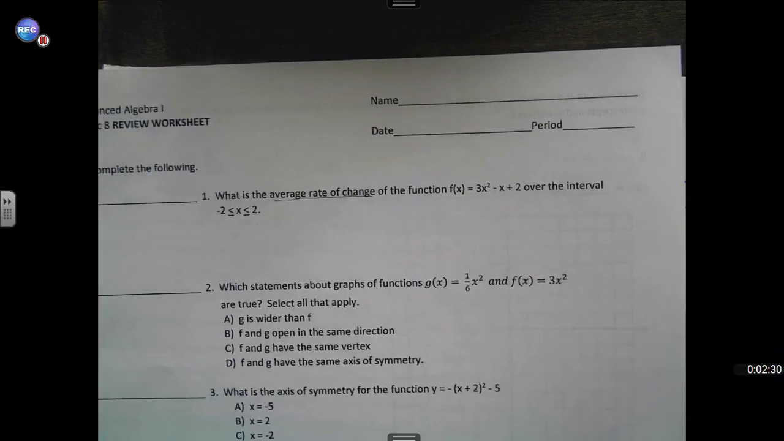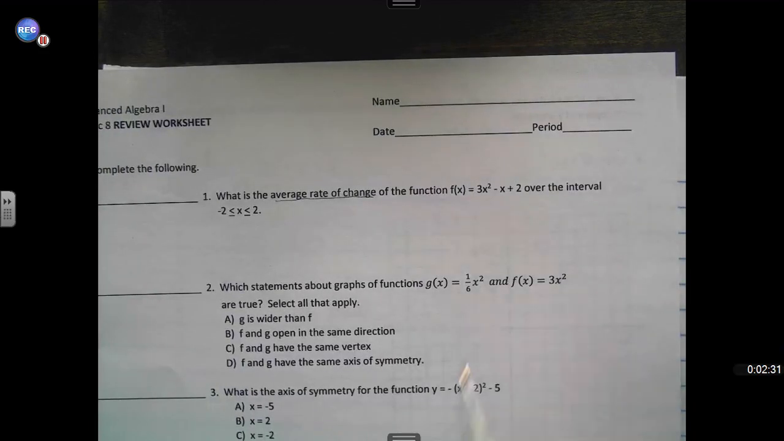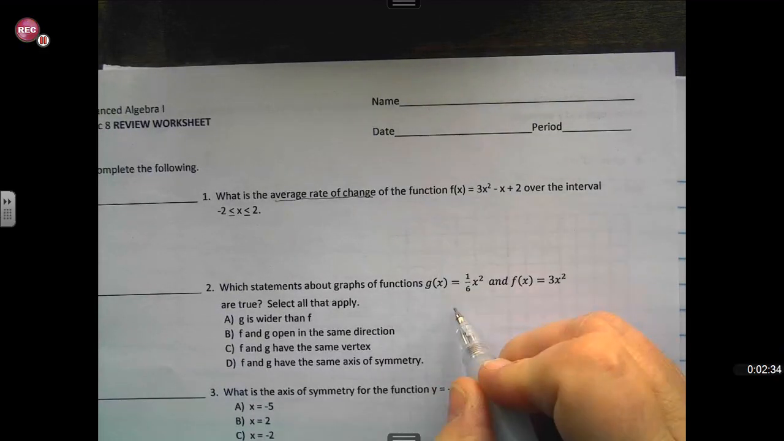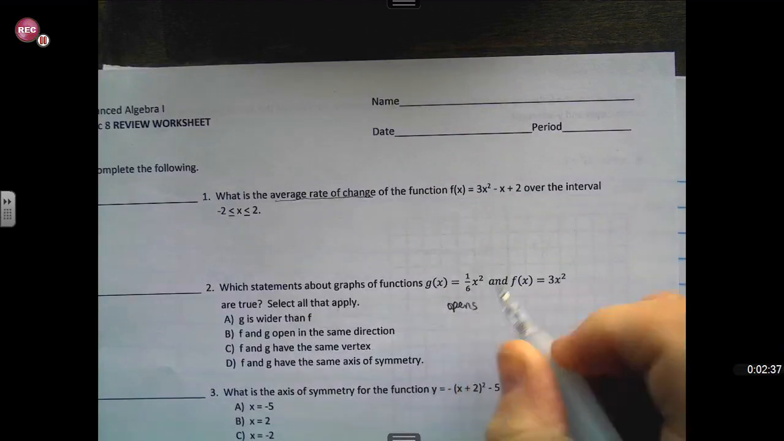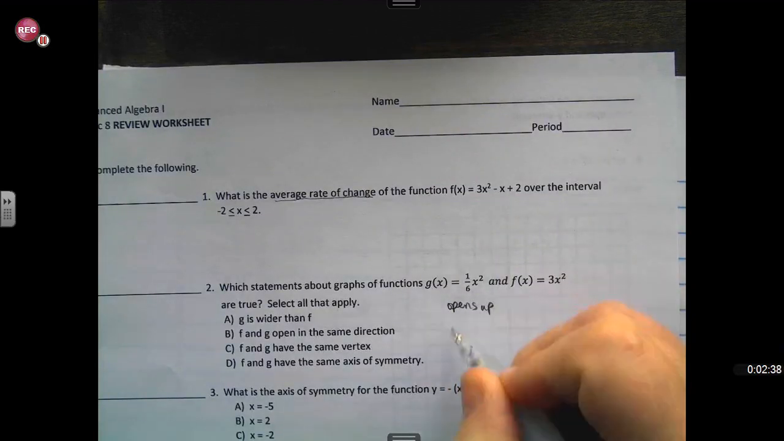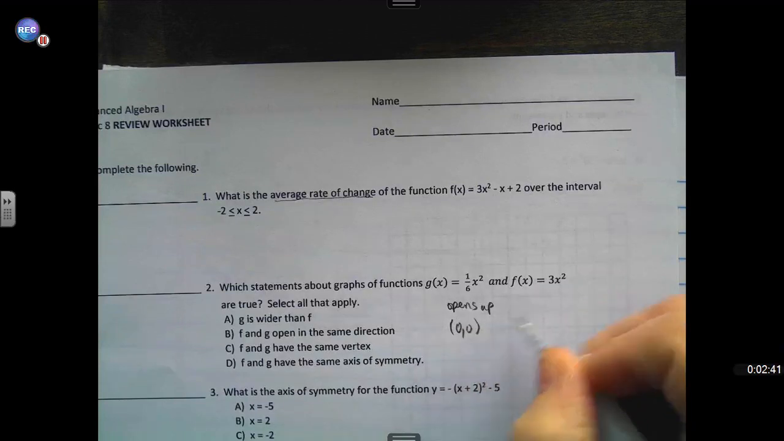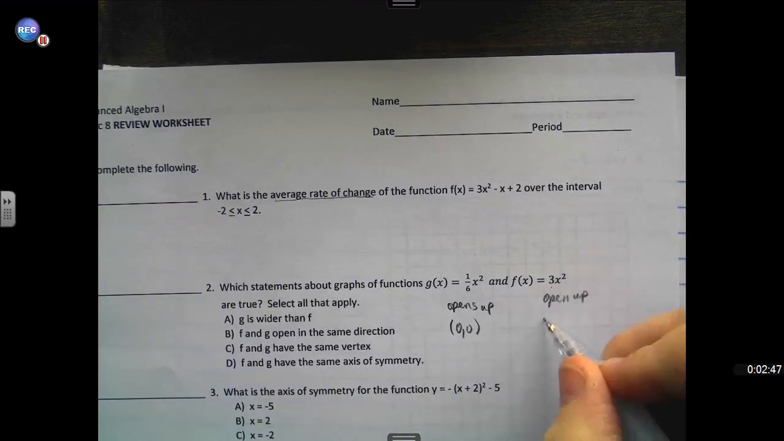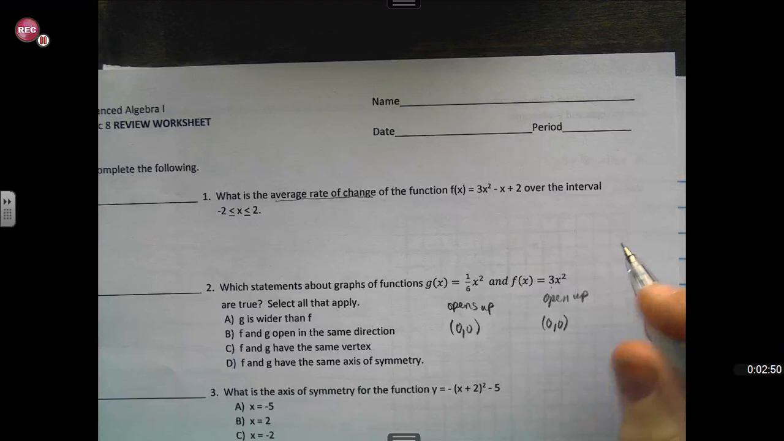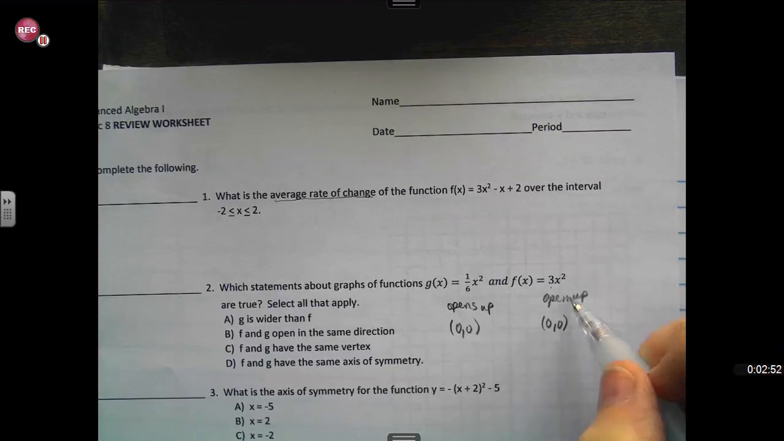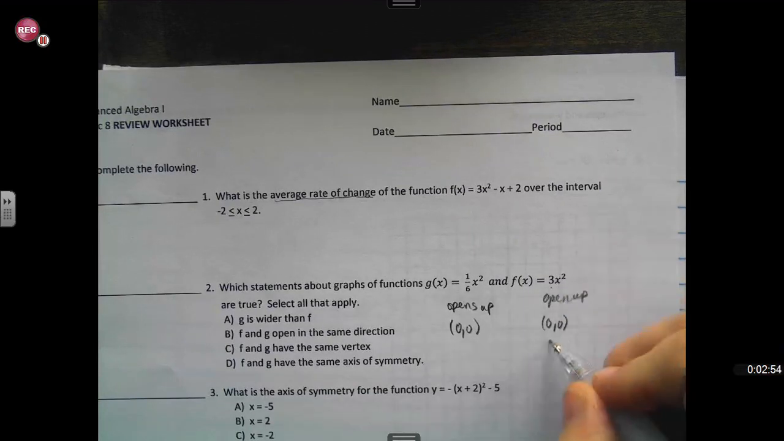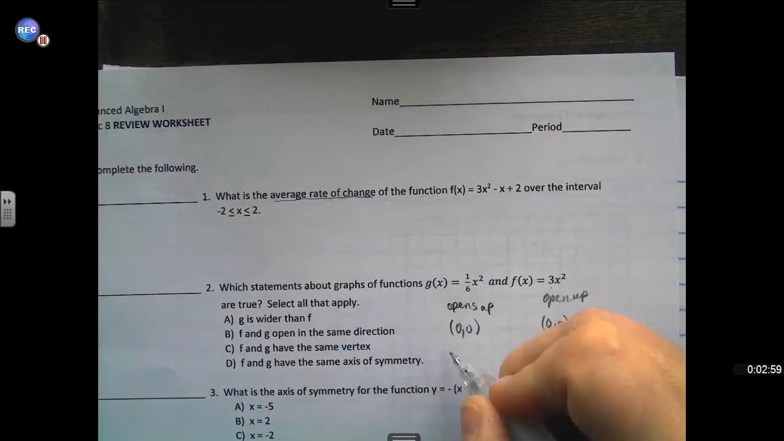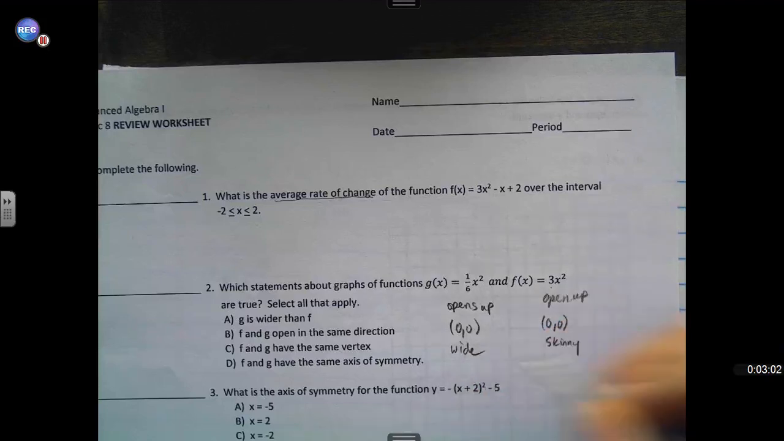Let's just look at this on the review worksheet actually. This is a parabola, opens up because there's no linear term. The vertex is going to be at 0, 0. Same thing here. This is a parabola. It's going to open up because the 3 is positive, and the vertex is going to be at 0, 0. And the 3 in front is going to make that parabola pretty skinny. And the 1/6 in front is going to make that parabola pretty wide.